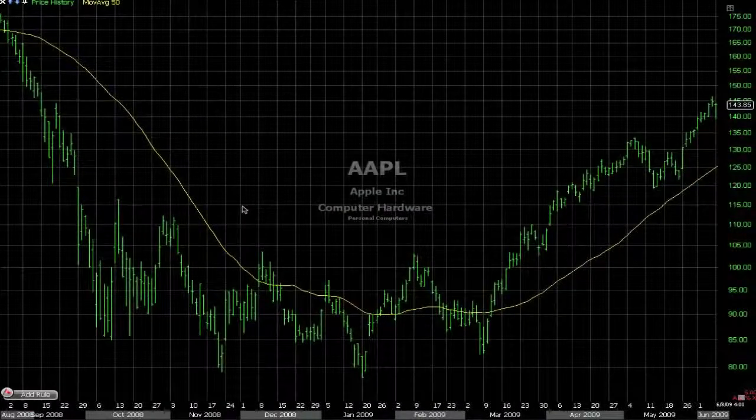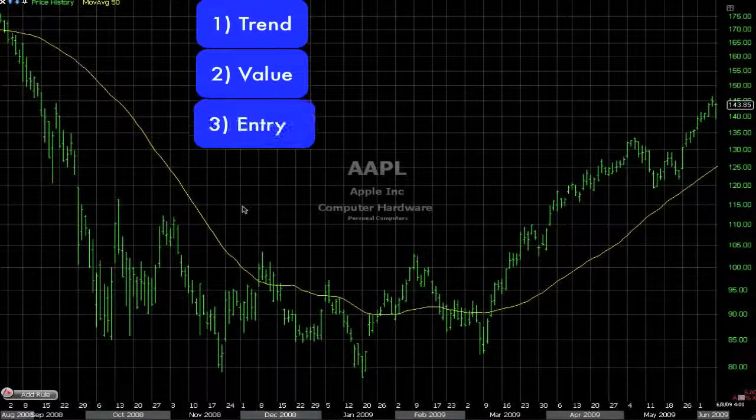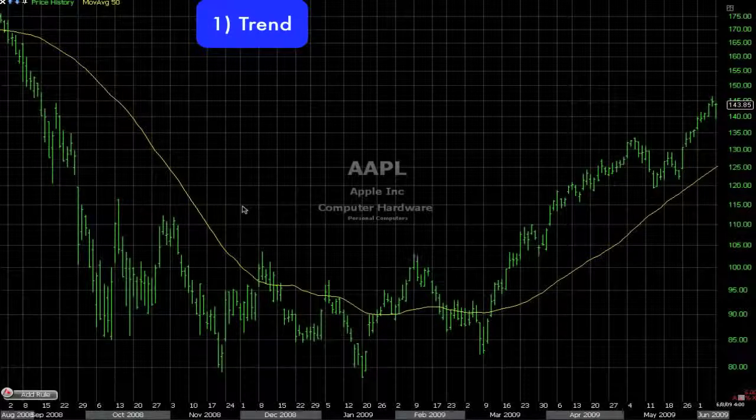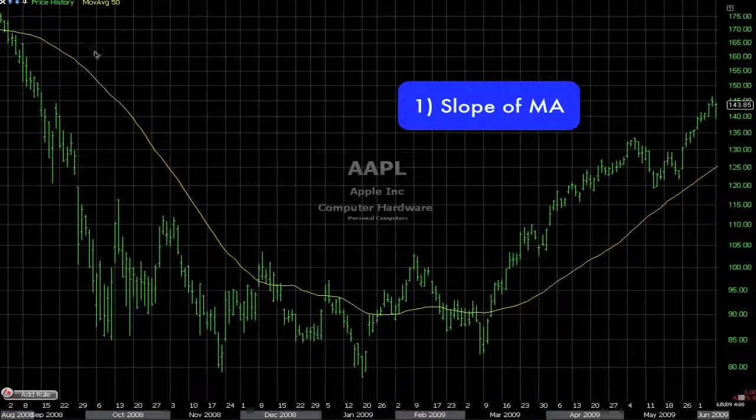MAs can be used for 4 things: trend, value, entry, and stop loss. I'm going to show you all 4, but I'll start with trend. MAs are a great tool for helping you determine the trend of a stock or future or whatever other instrument you want to trade. First, you can say that the slope of the MA determines your trend.